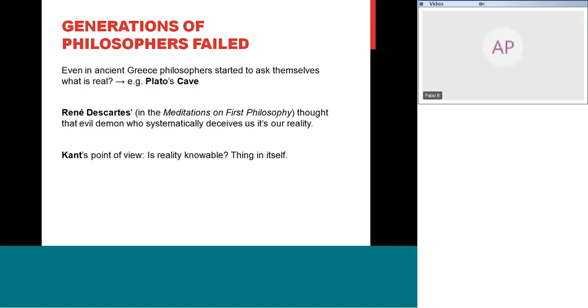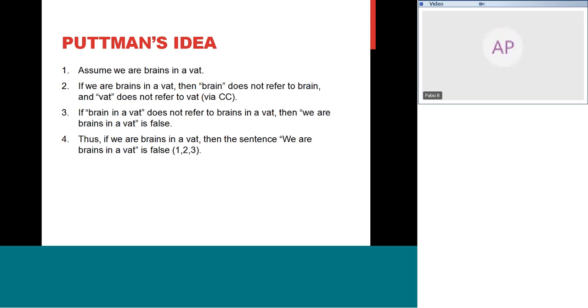Generations of philosophers failed, because even in ancient Greece, philosophers started to ask themselves, what is real? For example, Plato thought that we are locked in a cave and what we see on a wall is just a reflection of the real world. So our reality is just a reflection. Then Descartes, in the Meditations on First Philosophy, thought that nothing is real. A devil sent us images of reality, and falsehood is all around us. And then Kant's point of view is that it is really important to know what's true, that it is provable, really knowable. So let's have a look maybe at Putnam's idea.